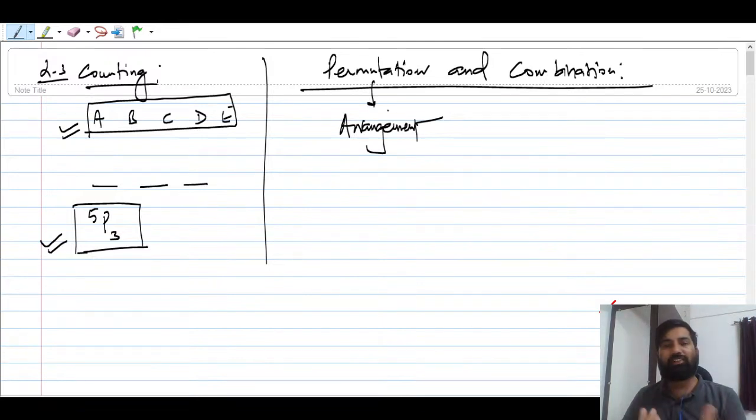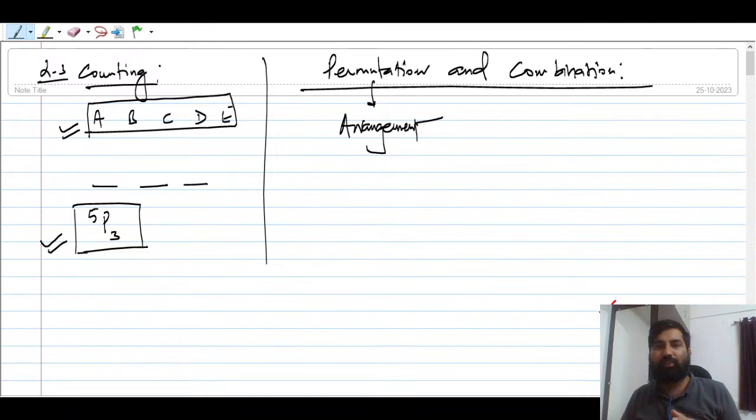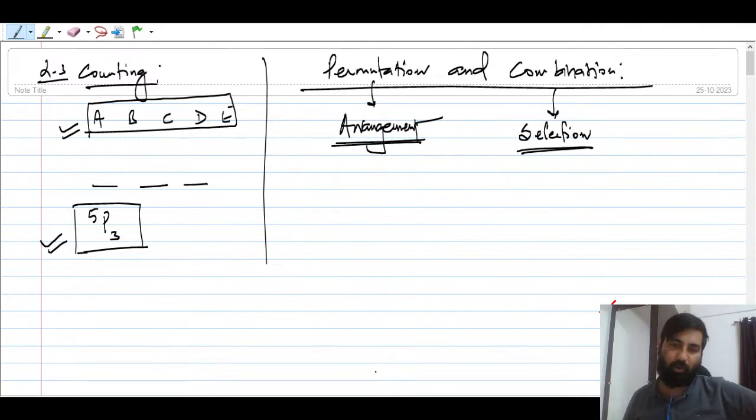Permutation is nothing but arrangement. In very easy language, if you have to arrange people, that is called permutation. But if you want only to select those people and you don't want to arrange them, that is going to be combination. Combination is nothing but selection, where order is not important, but in permutation order is important.